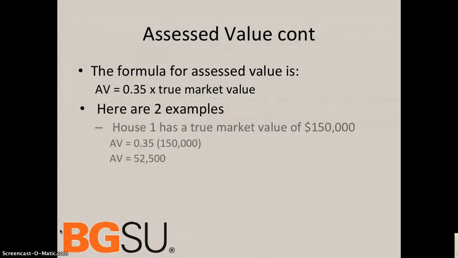So here's a couple of examples. We have house one. It has a true market value of $150,000. The AV, the assessed value of that house, is $52,500, right?